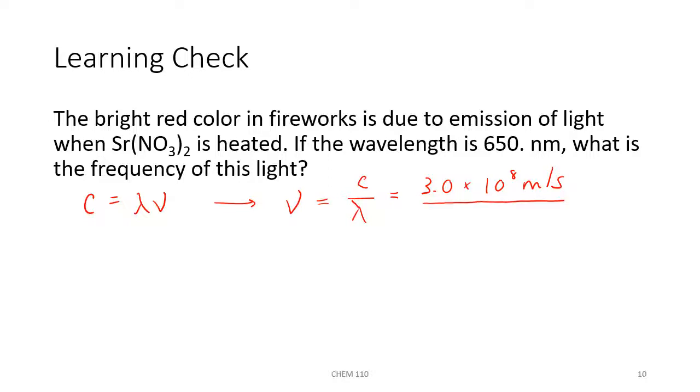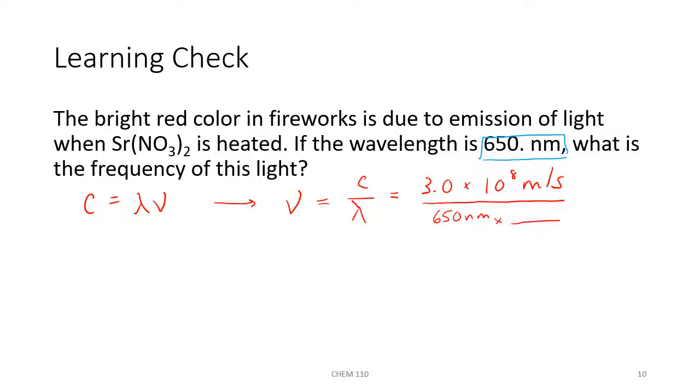And since the speed of light is our constant, that's going to determine what we have to plug in for our units of our wavelength. Notice in the problem we were given units in nanometers. If we want them to cancel with the speed of light, we're going to have to convert them into meters. Our wavelength is 650 nanometers.